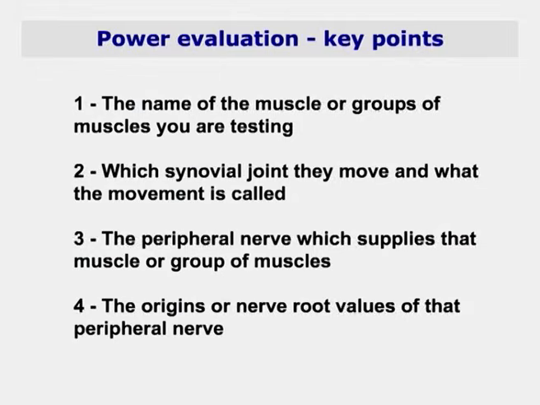These are the name of the muscle or groups of muscles you are testing, which synovial joint they move and what that movement is called, the peripheral nerve which supplies that muscle or group of muscles, and the origins of the nerve root values of that peripheral nerve.